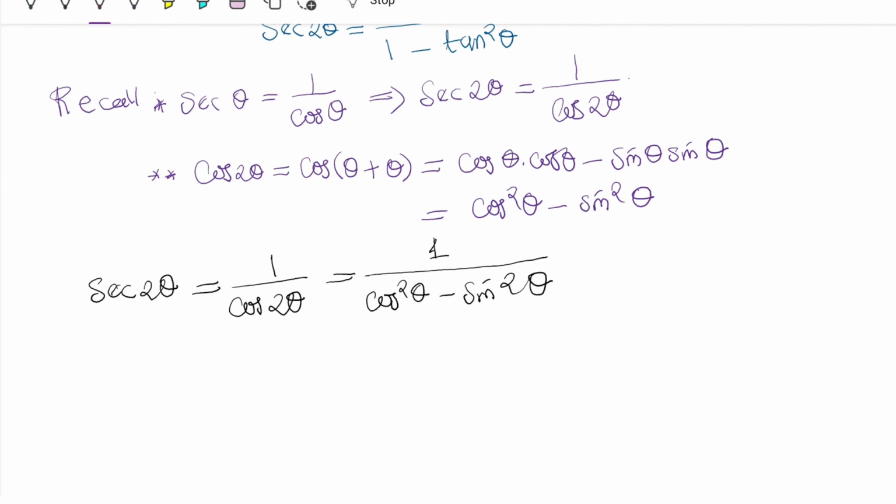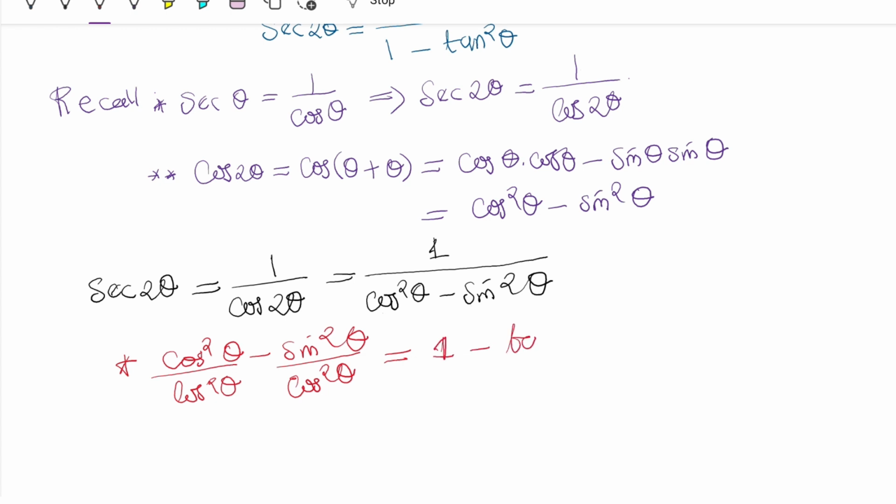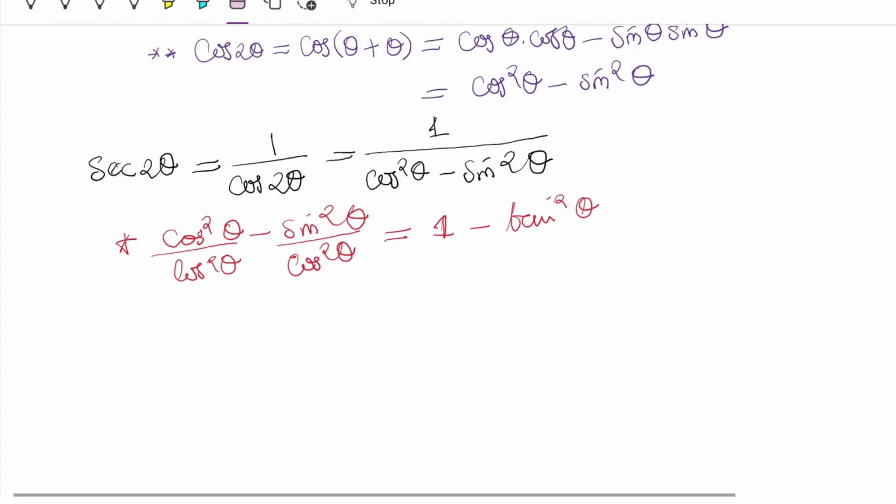So first of all, what I mean is this. We have cos squared theta, we are going to divide it by cos squared theta minus sine squared theta. Let us divide this by cos squared theta because it is a square. Let us also divide this one by cos squared theta. What is this? Once again, I want you to remember that this is just 1 minus, this is tan squared theta.